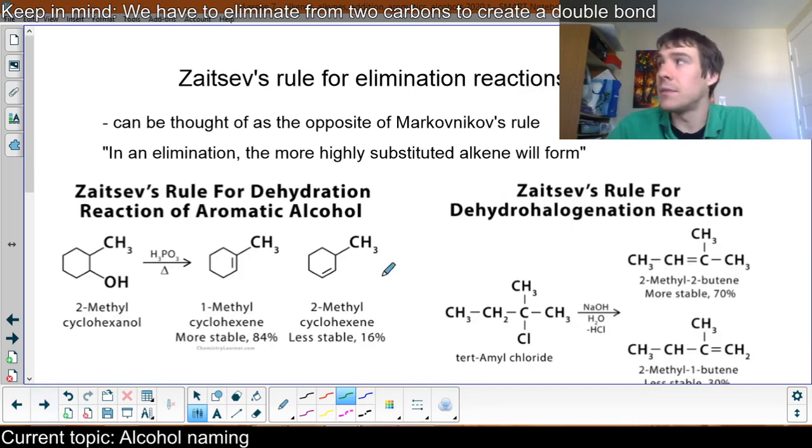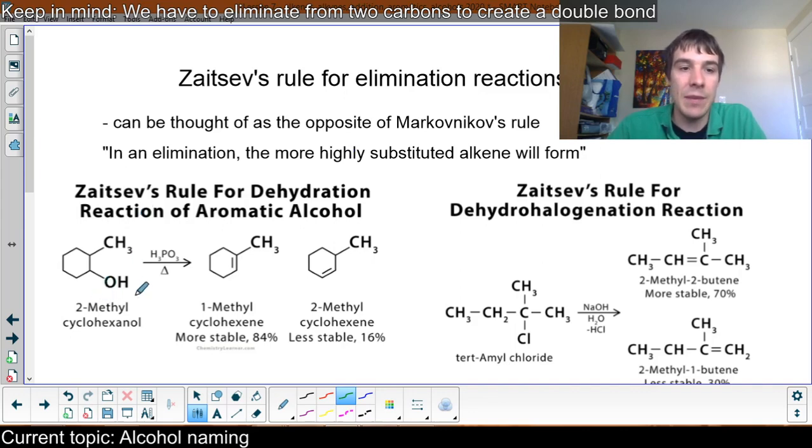And there's this rule for elimination reactions, which is kind of like Markovnikov's rule, but it's made by a guy named Zaitsev. It's kind of the opposite, though. It says that in an elimination reaction, the more highly substituted alkene will form. By highly substituted, we mean more carbons. So here's an example of it.